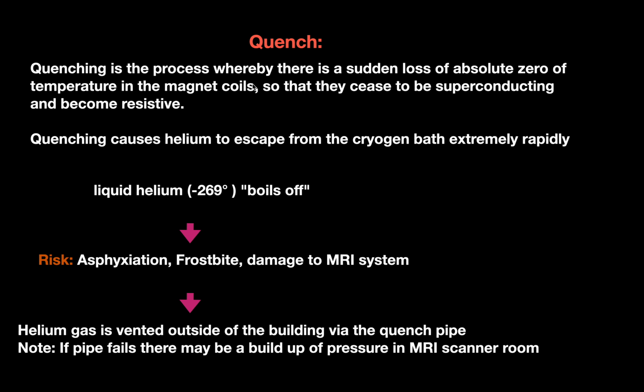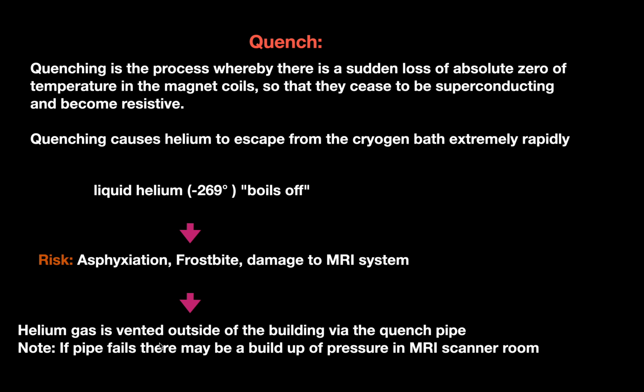Quenching is the process whereby there is a sudden loss of the absolute zero temperature in the magnetic coil. It refers to sudden loss of magnetic field in the superconducting magnet due to rapid warming of the magnet. This can occur if the cryogenic system fails. The release of stored energy during quenching can be hazardous and may damage the magnet and surrounding equipment. There can be risk of asphyxia, frostbite, and damage to the MRI system.